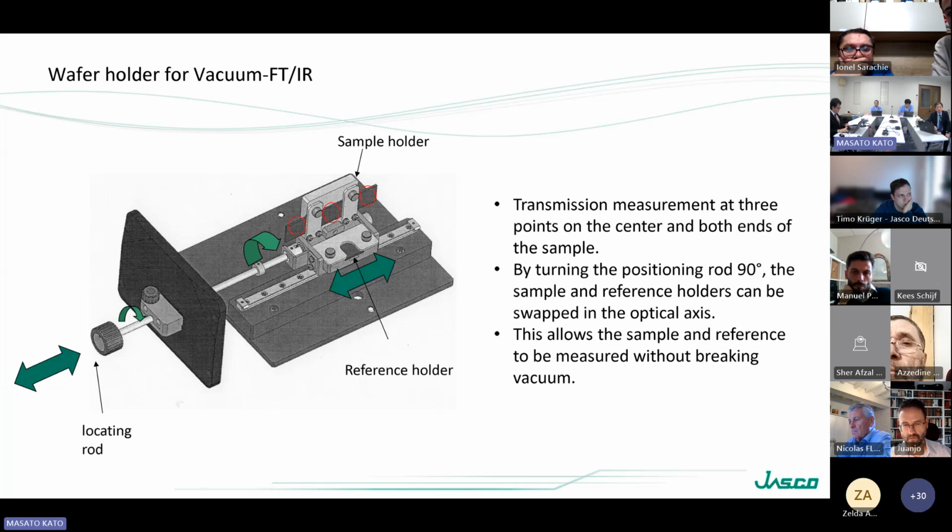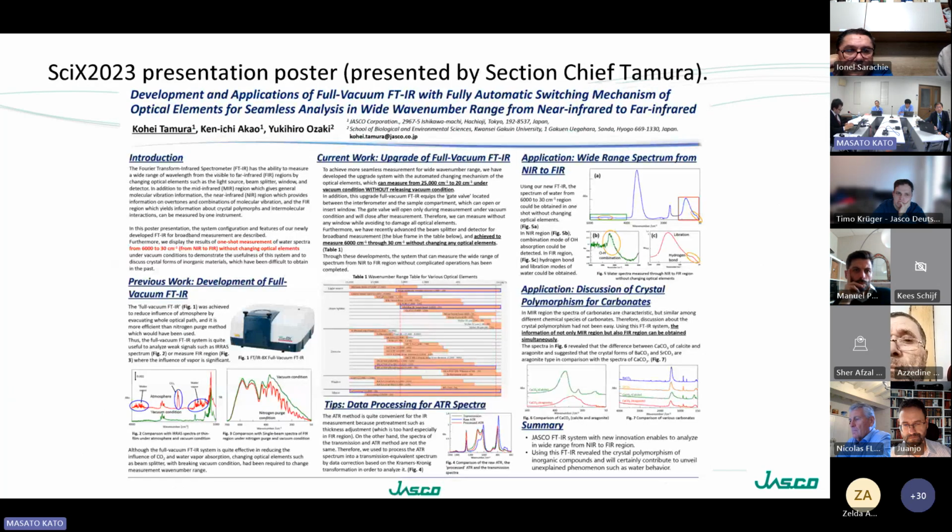This is the end of the introduction to the custom order. For this presentation, we used data from application data and the displayed posters presented by Tamura-san at SciEx 2023.